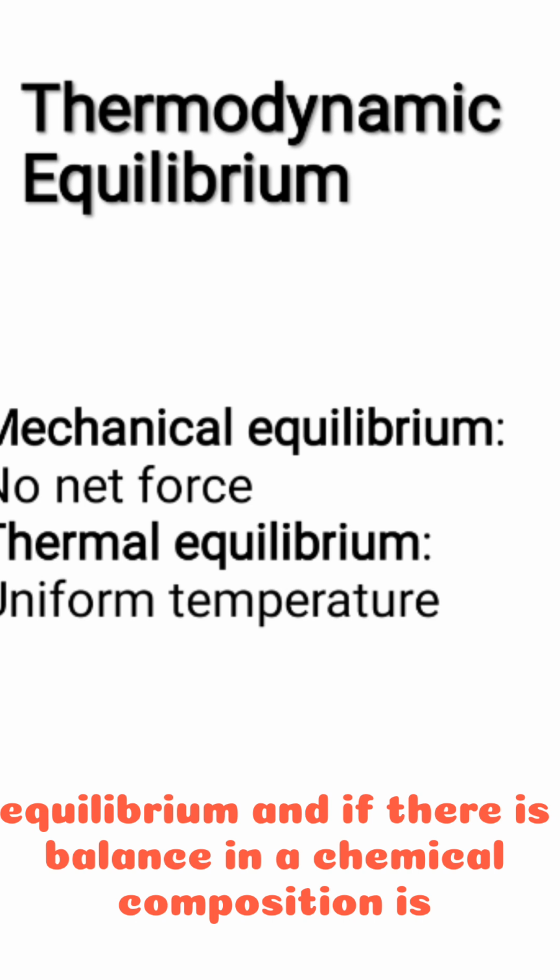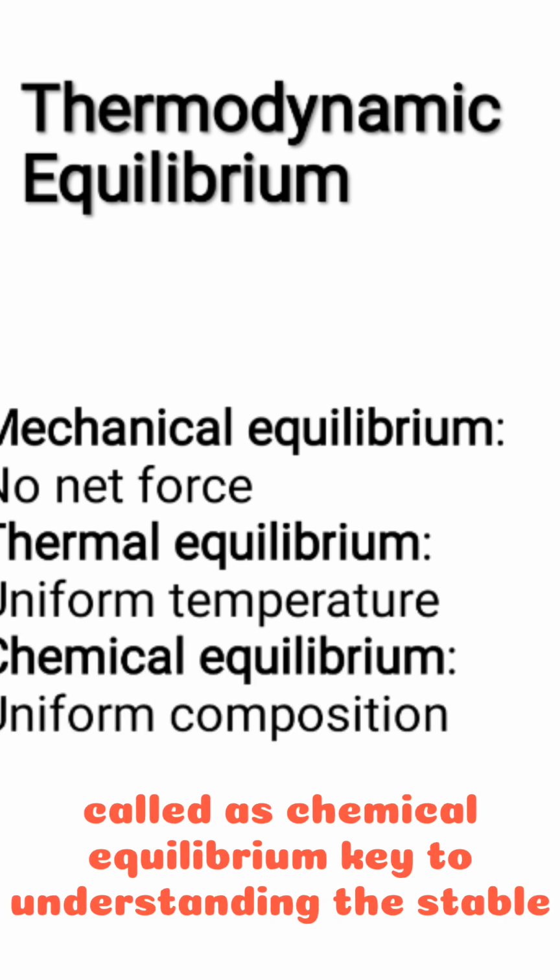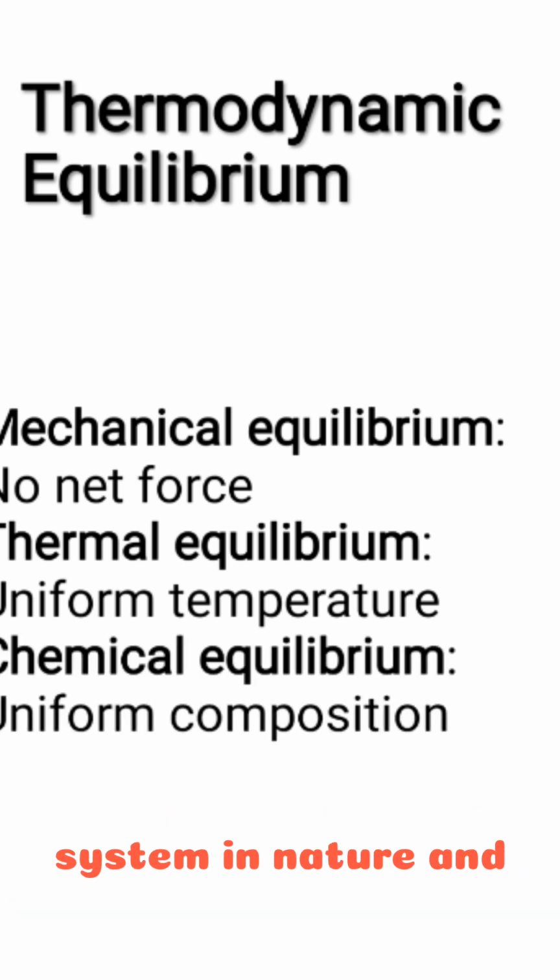Next point is thermodynamic equilibrium. When a system is in thermodynamic equilibrium, its properties do not change with time. This happens when there is a balance in force, called mechanical equilibrium. If there is a balance in temperature, it is called thermal equilibrium. And if there is a balance in chemical composition, it is called chemical equilibrium. Key to understanding stable systems in nature and industry.